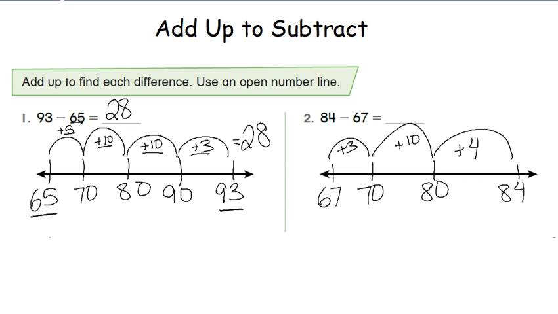We add those numbers up. 3 plus 4 is 7. 7 plus 10 is 17. So there you have it, the first 2 problems solved from tonight's homework.